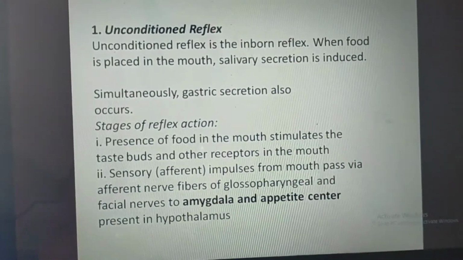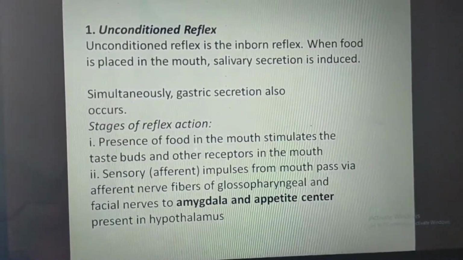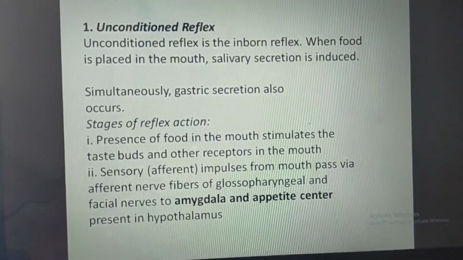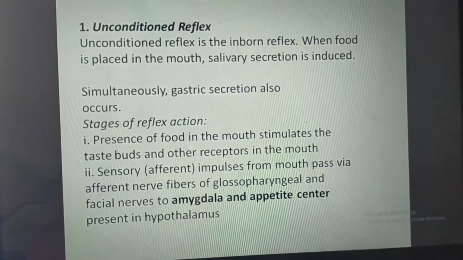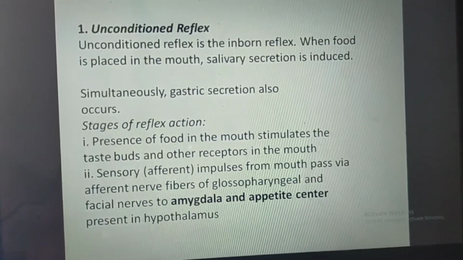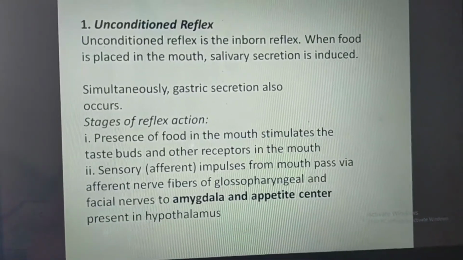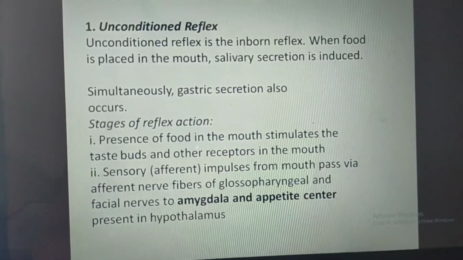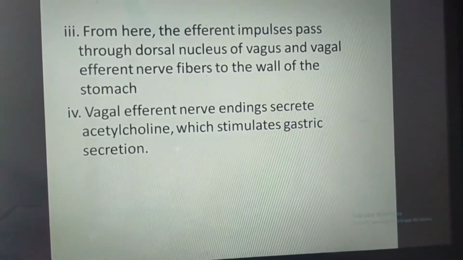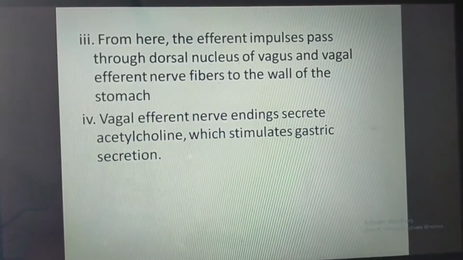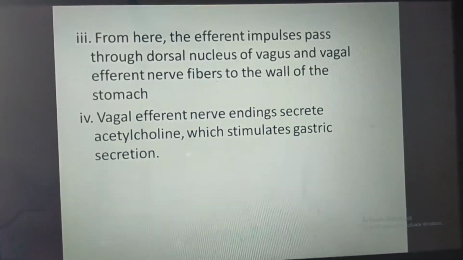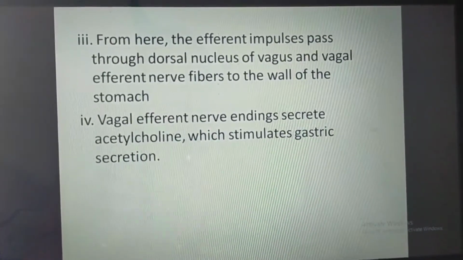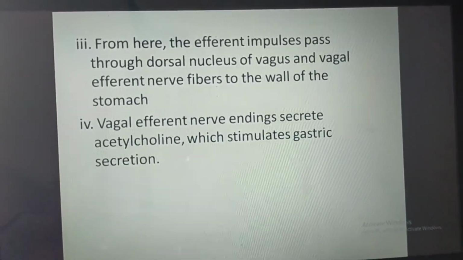Stages of reflex action. Presence of food in the mouth stimulates the taste buds and other receptors in the mouth. Sensory impulses or afferent impulses from the mouth pass via afferent nerve fibers of the glossopharyngeal and facial nerves to the amygdala and appetite center present in the hypothalamus. From here, the efferent impulses pass through the dorsal nucleus of the vagus and vagal efferent nerve fibers to the wall of the stomach. Vagal efferent nerve endings secrete acetylcholine, which stimulates gastric secretion.